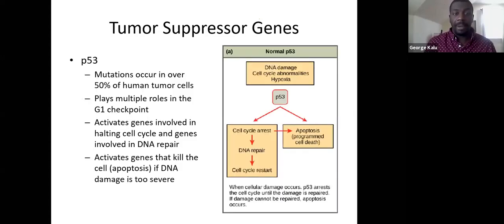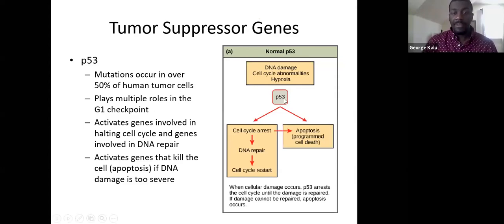One specific type of tumor suppressor gene is the P53 gene. P53 is a tumor suppressor gene that produces the P53 protein. When it gets mutated, it results in cancer cells. Over 50% of cancers result from a mutation in the P53 gene. What it's essentially going to do is stop the cell cycle at the G1 checkpoint, and it's going to do a couple of things here.